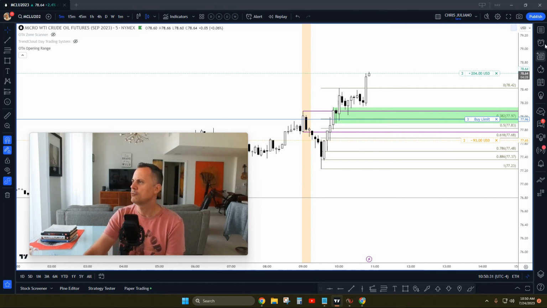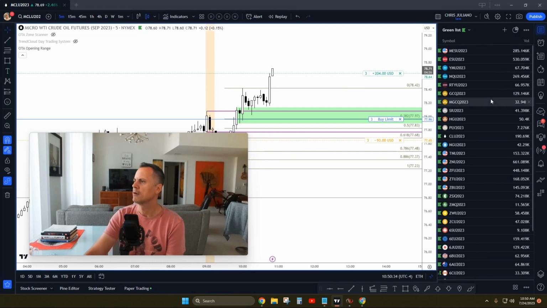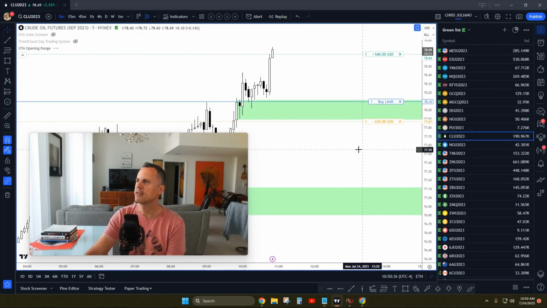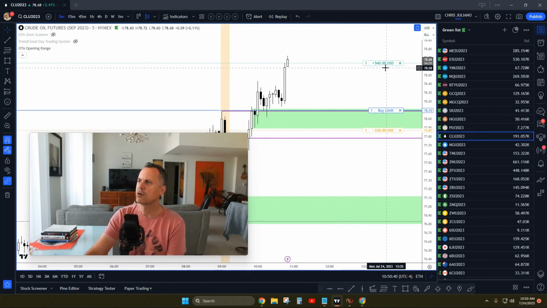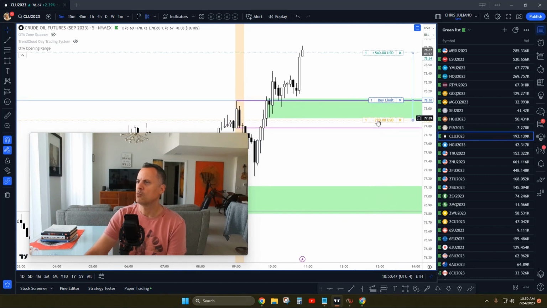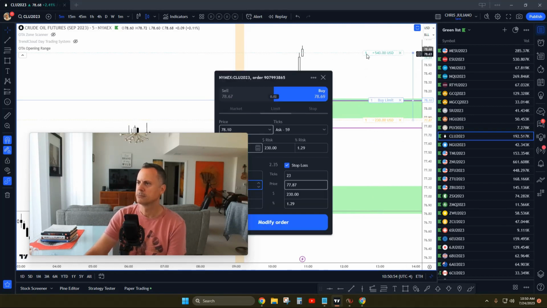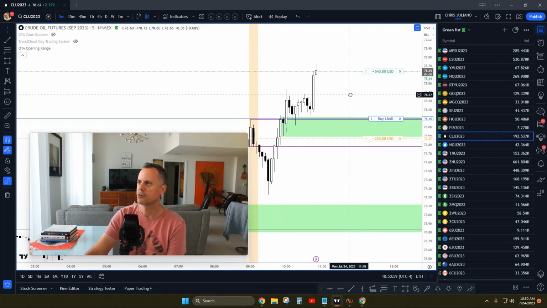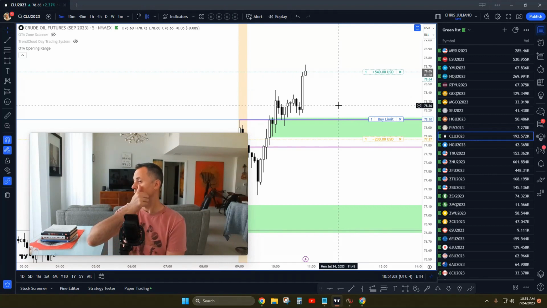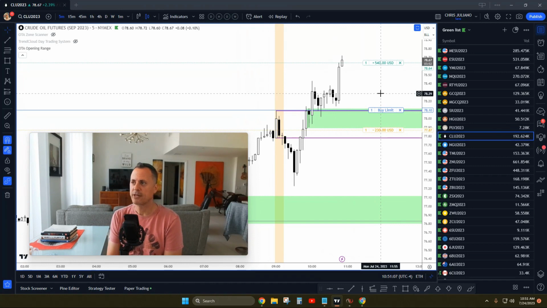So beautiful move. Let's see here. Go back to the full contract. On the full contract, you're already up over $500, and it was about a $230 risk. There's your 2.35% there. 2 to 1 hit. Okay, so great session here, guys.